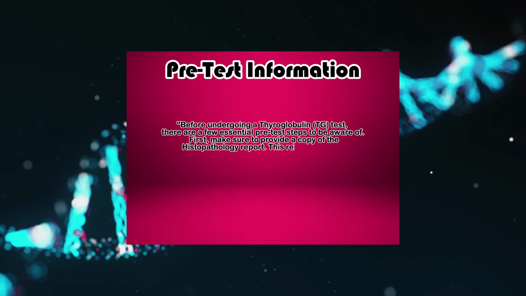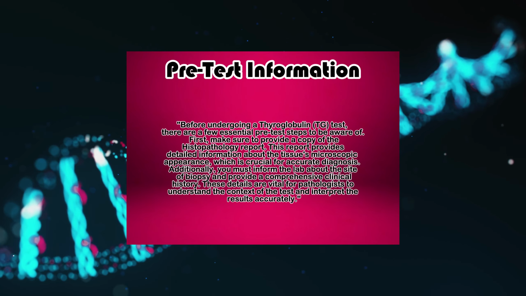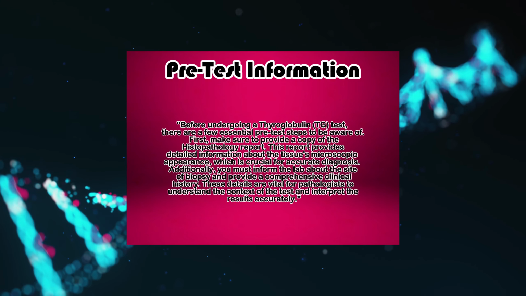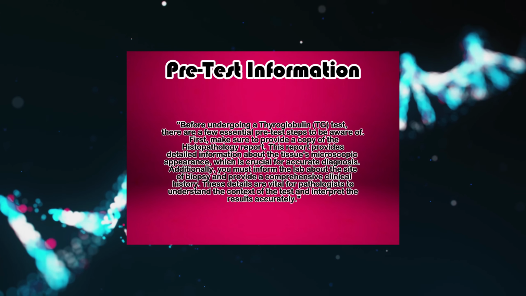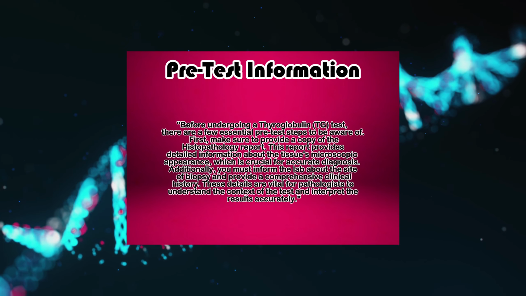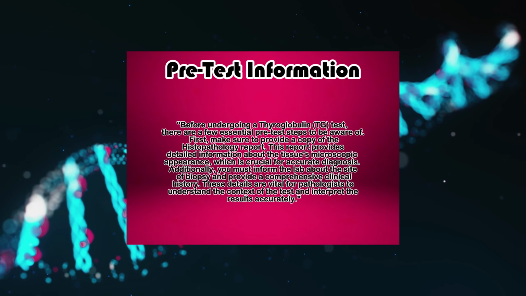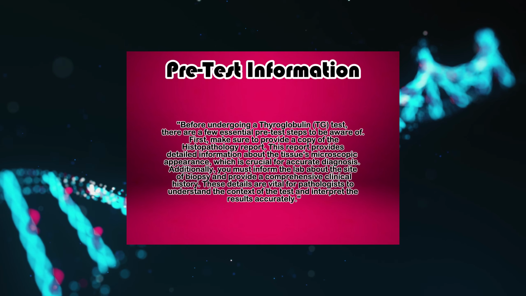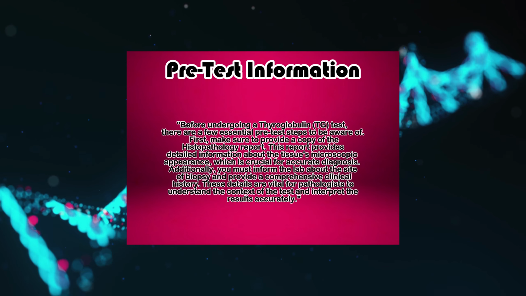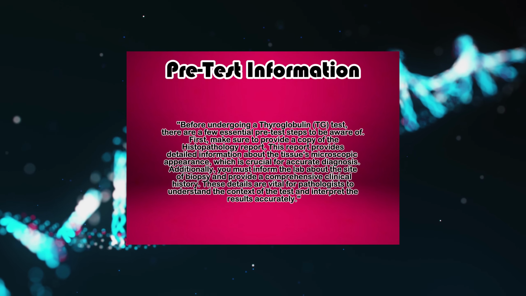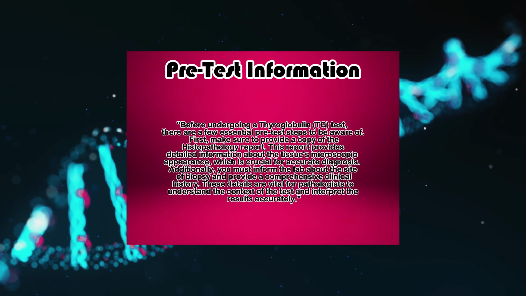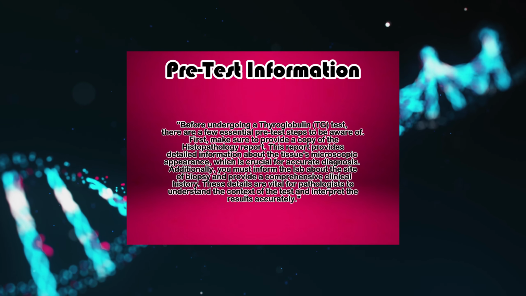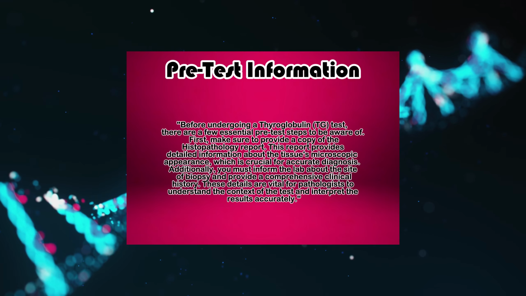Pre-test. Before undergoing a thyroglobulin, TG, test, there are a few essential pre-test steps to be aware of. First, make sure to provide a copy of the histopathology report. This report provides detailed information about the tissue's microscopic appearance, which is crucial for accurate diagnosis. Additionally, you must inform the lab about the site of biopsy and provide a comprehensive clinical history. These details are vital for pathologists to understand the context of the test and interpret the results accurately.